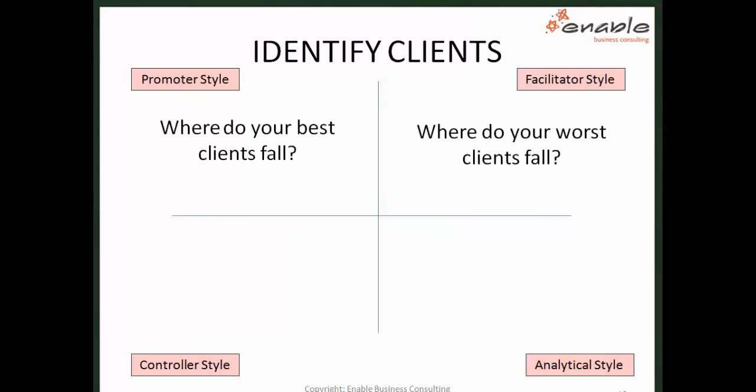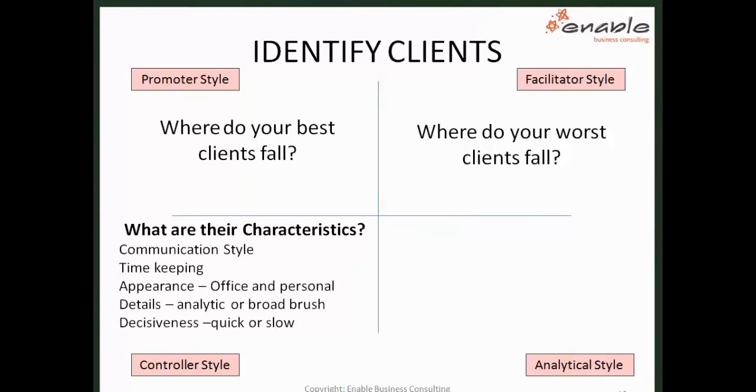Where do your best clients fit? Where do your worst clients fall? And I'm not suggesting that they're these 2 quadrants in particular. Then think about what are the characteristics of the individuals that you're dealing with, the good, the bad, and the ugly. Their communication style, which is what we're talking about now in terms of the Myers-Briggs personality. But then think about things like timekeeping. Are they punctual? Do they keep you waiting? Are they slow at getting back to you? Those kind of things, add those in as characteristics.